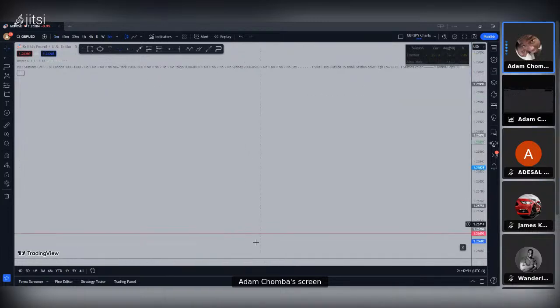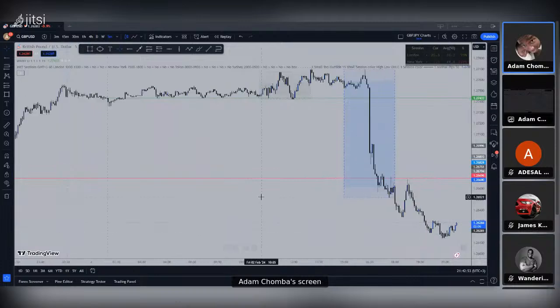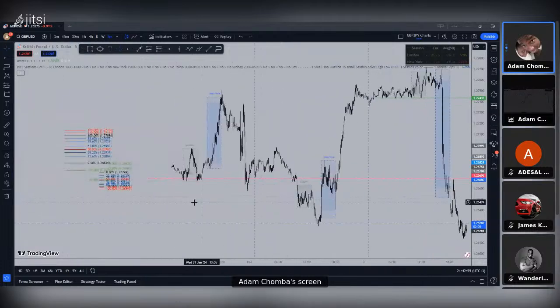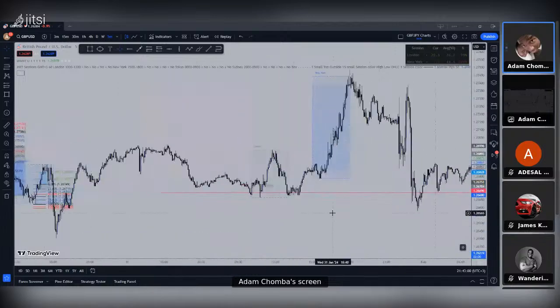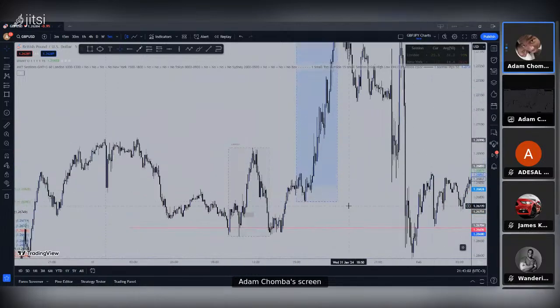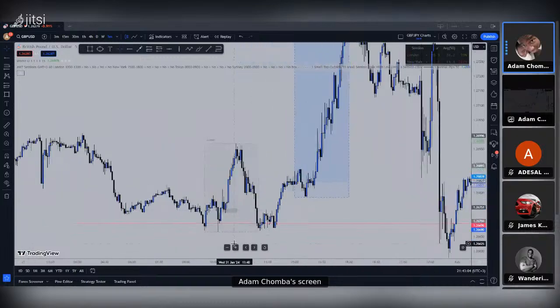I usually stick to the 5-minute. On GU, I just mark out my zones. I know where the liquidity is, and then I look for setups once the market violates those liquidity zones. But yes, there was no other setup on Monday that I could see during our 3-hour session, apart from this one. So this came in New York.